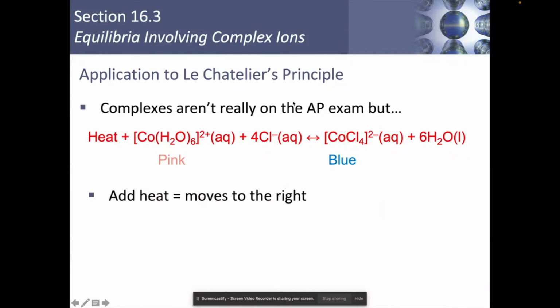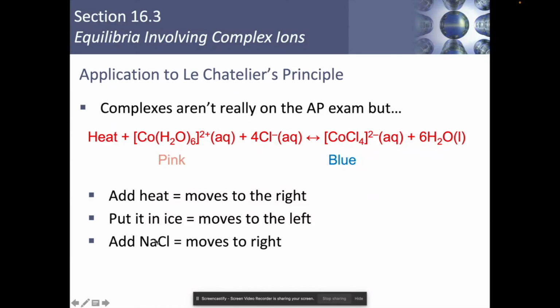So what if I were to add heat? According to Le Chatelier's principle, it's going to move away from the heat and try to make more of what's on the opposite side. So that means it's going to go from pink to blue, which would be kind of cool to see. What if I put it in ice? Well, then it's going to go the opposite way, right? It's going to say, okay, I need to generate more heat in order to warm it up. And so it's going to move from the blue side to the pink side. So we would turn it from blue to pink.